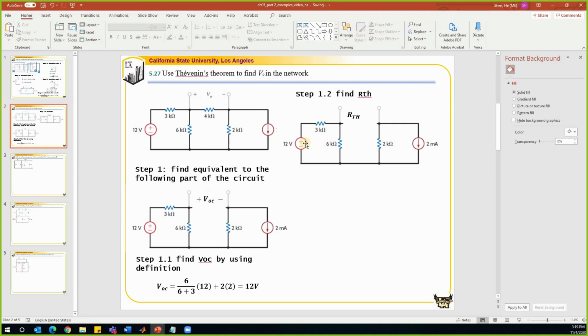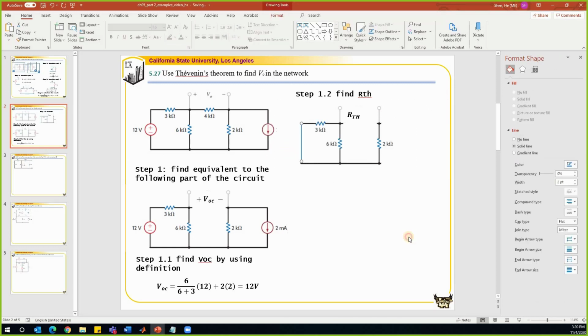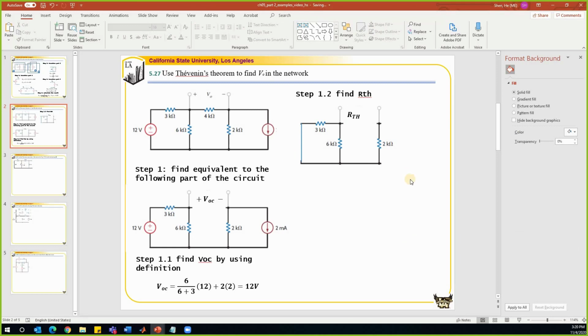To find out RTH, we need to set all the power sources to be 0 to look at what is the internal resistor network. So how do we set the 2 milliamp source to be 0? We just need to open it. And how do we make the voltage source to be 0? We replace that by a wire. This is our equivalent resistor network.